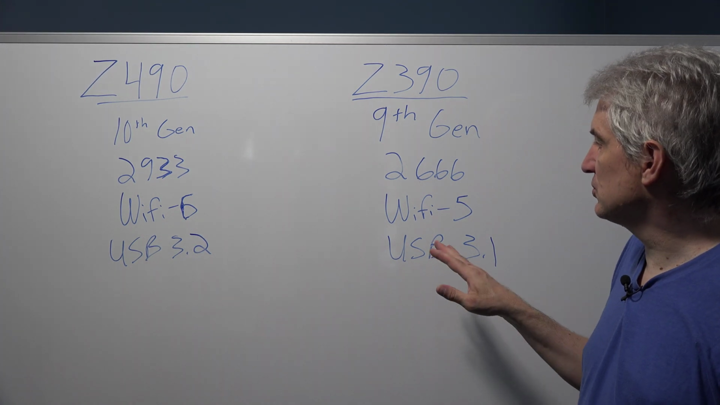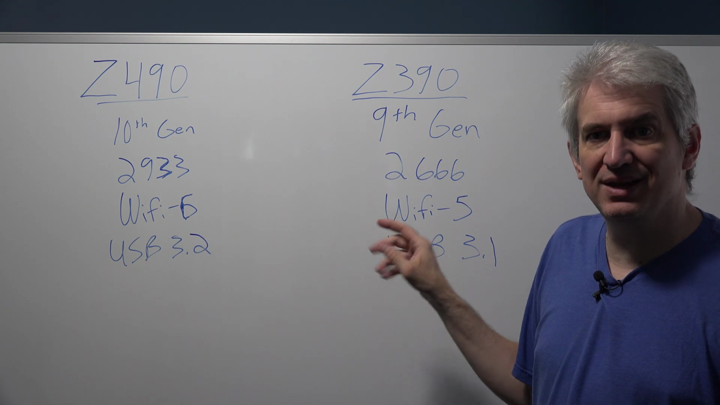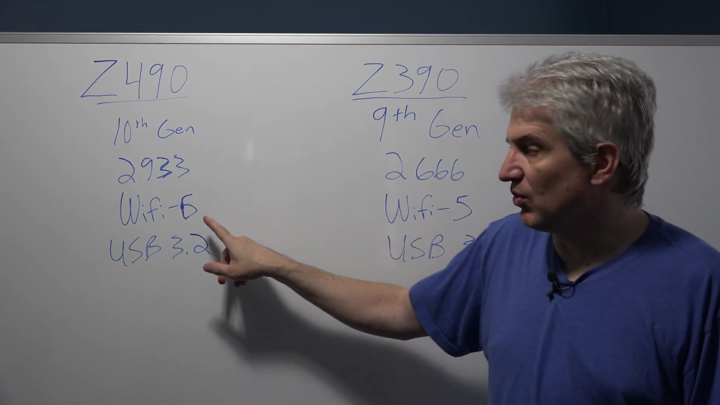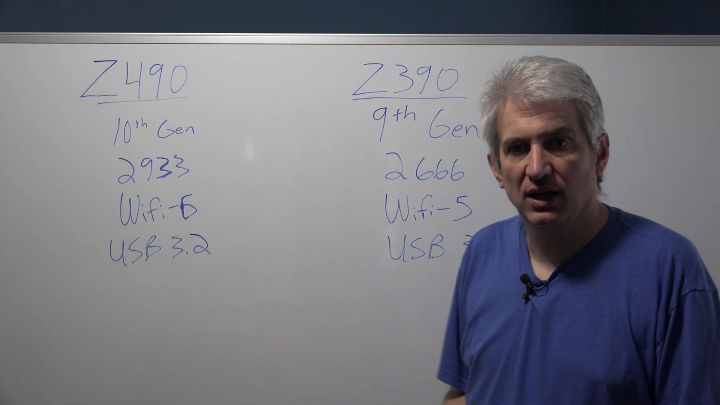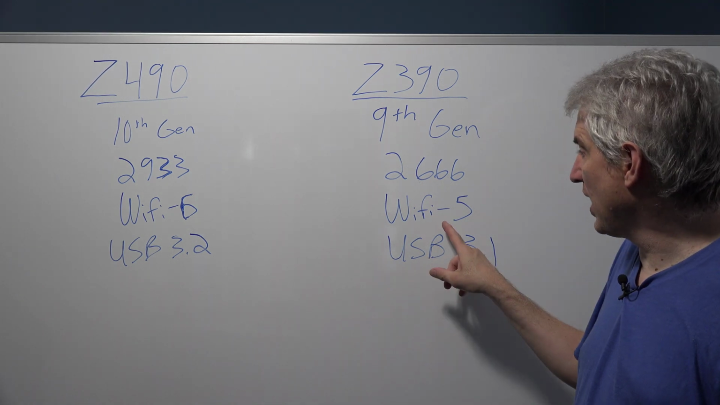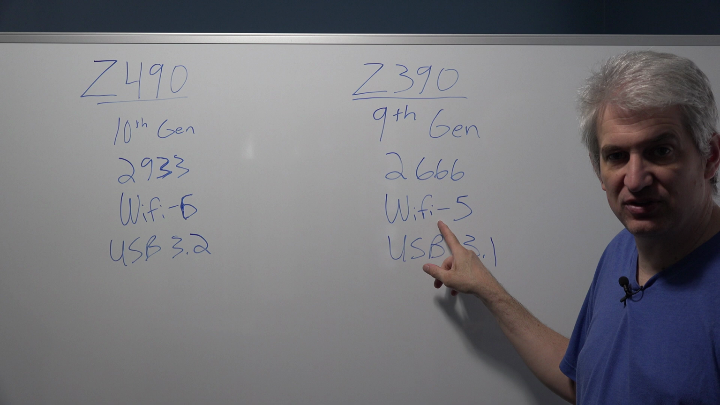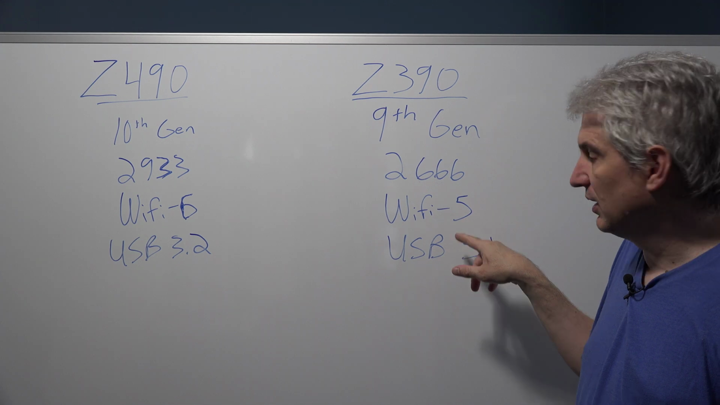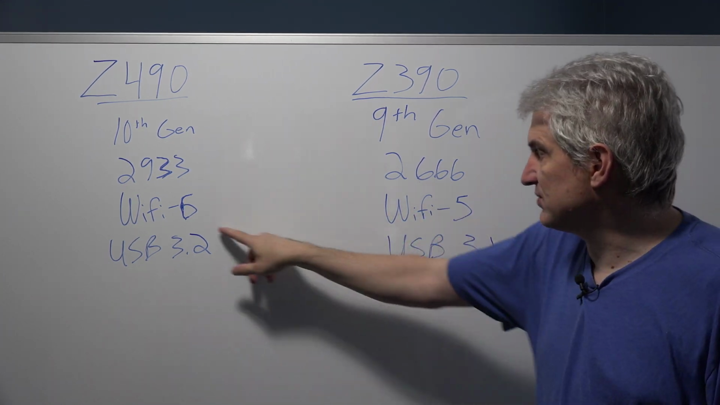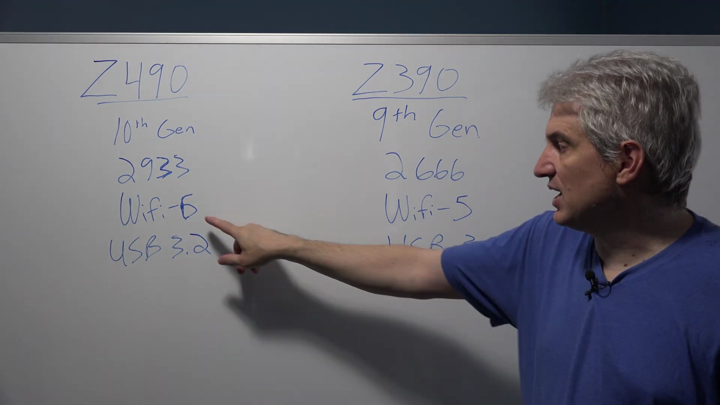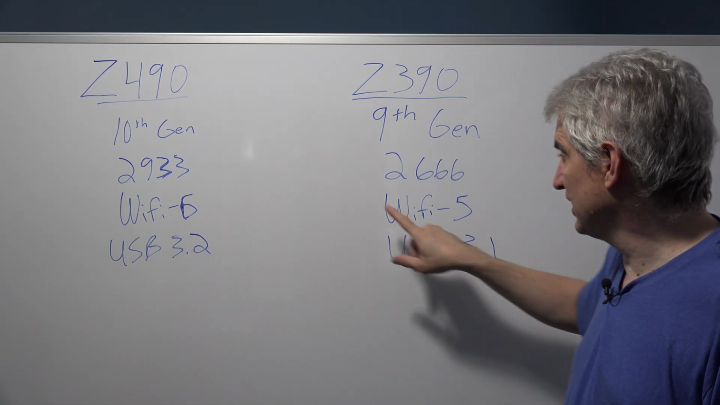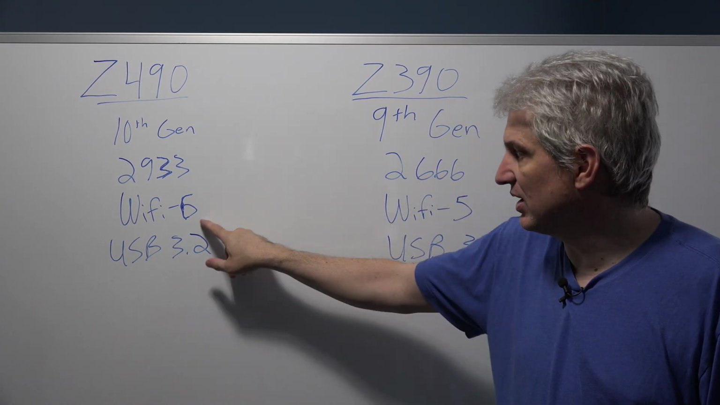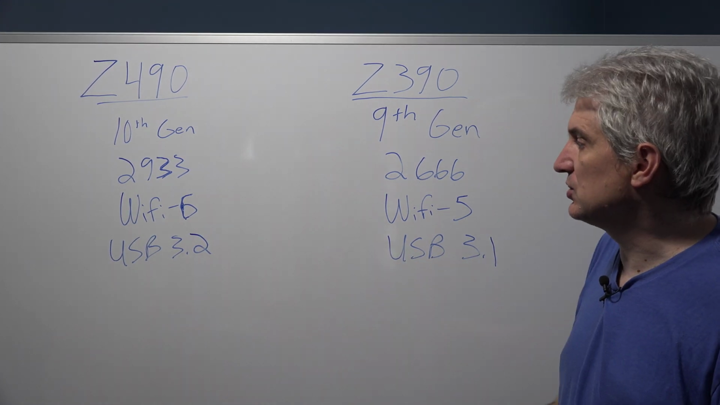The other difference is official onboard support for integrated Intel Wi-Fi 5, which is what was supported on Z390. We have Wi-Fi 6 on Z490. Wi-Fi 5 is also known as wireless AC. They've started naming these things by numbers so it's easier to understand. 6 is bigger than 5, so 6 is obviously better. Wi-Fi 6 is technically called Wi-Fi AX, but we're moving to the Wi-Fi 5, Wi-Fi 6 nomenclature, so just know that.